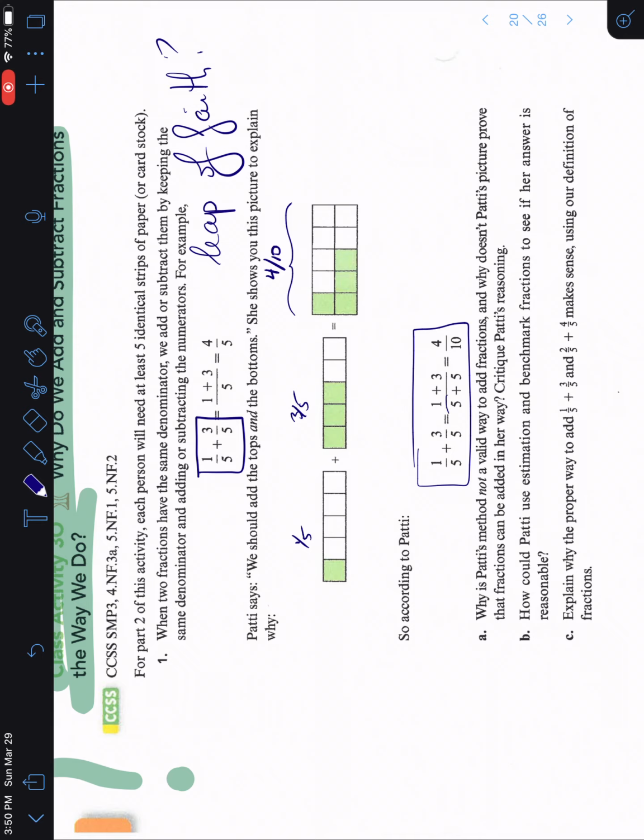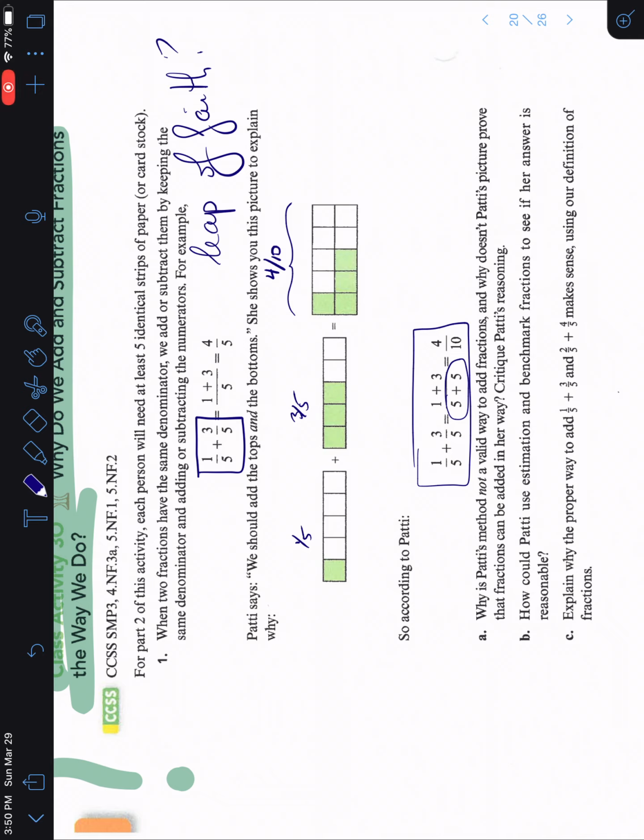Well, clearly we know that this is where the issue is. We don't add the denominators, but why not? What is the problem here? Pause and think a little bit about why this is not making sense with addition of fractions.